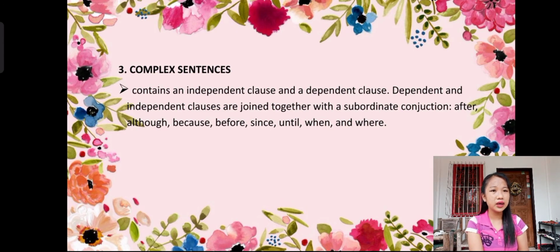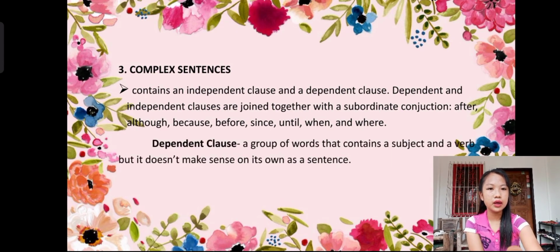But first, let us define dependent clause. A dependent clause is a group of words that contains a subject and a verb, but it doesn't make sense on its own as a sentence. So, unlike an independent clause, a dependent clause contains a subject and verb, but it doesn't convey a clear message. It doesn't give you a clear message.